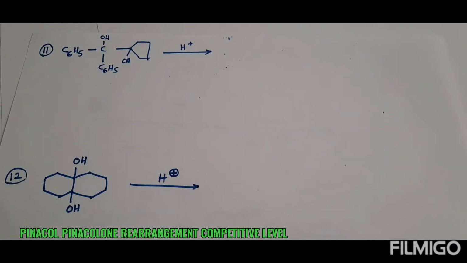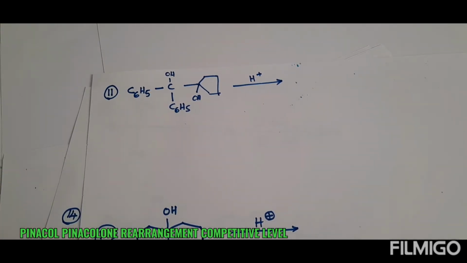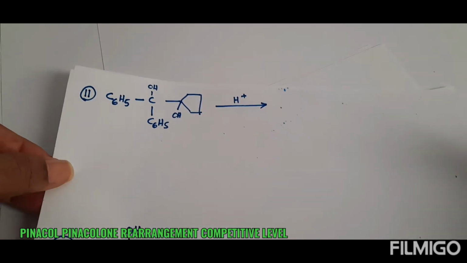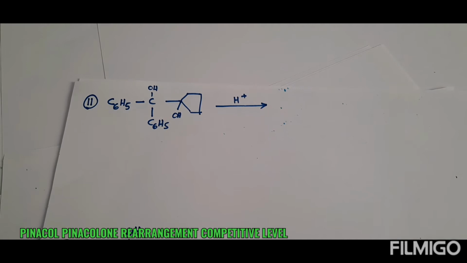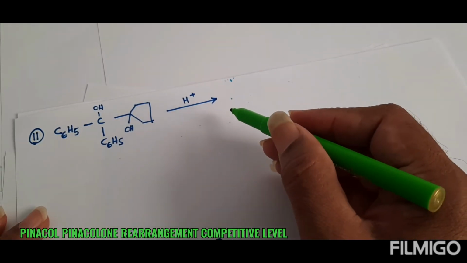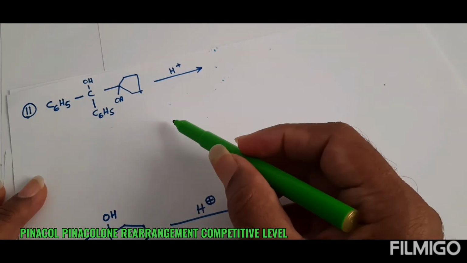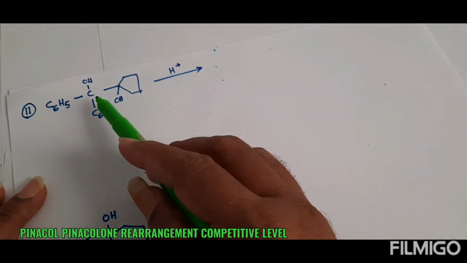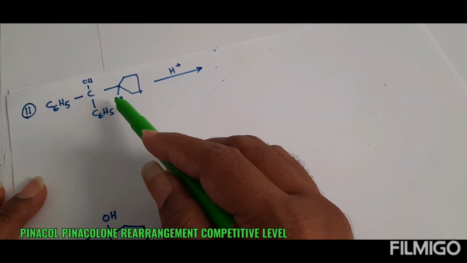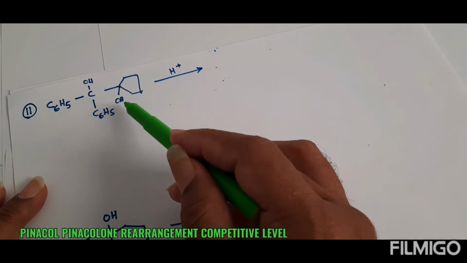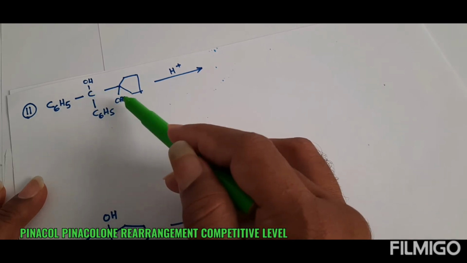Taking a few more examples in another way. Take a look. For these molecules, I am going to explain. Students, the example I have taken here is a pinacol, but it is not a symmetrical pinacol. That means it is an asymmetrical pinacol. That means two OH groups are present on two different carbons.